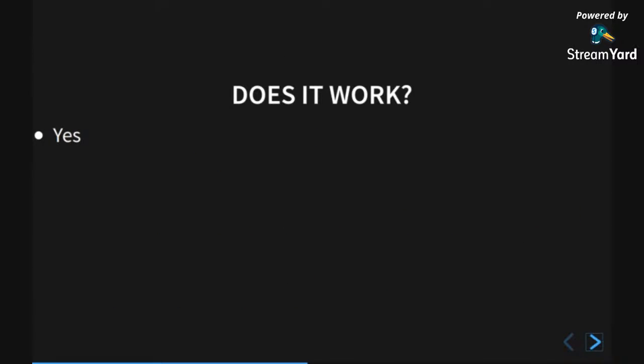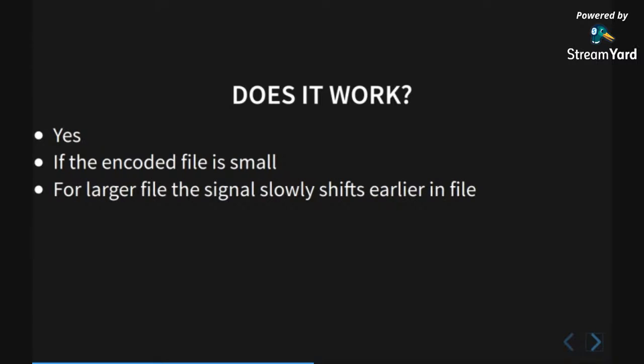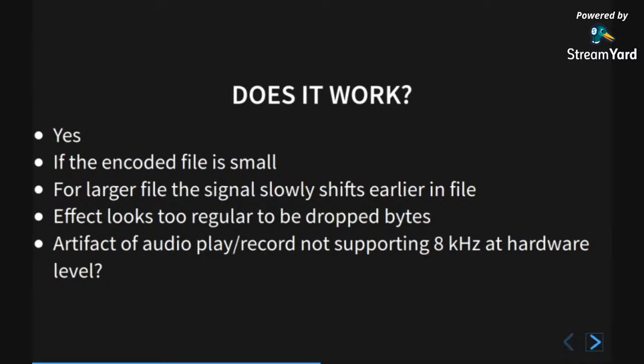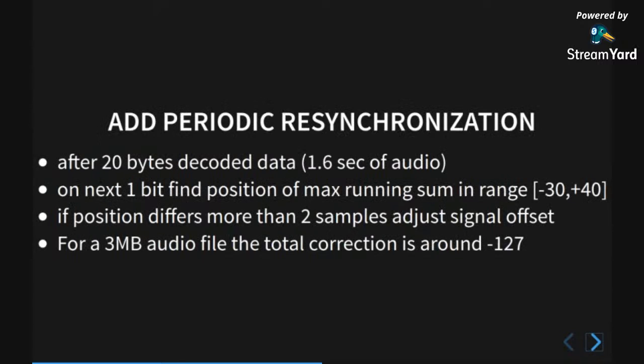And does it work? Yes, it works, if the file is small. If the file gets larger, the signal starts to shift a bit. And if I look at it in detail, I find it's not like dropped bytes. It looks like there's a regular shift. The bigger the file, the more the shift. So to compensate, I basically set a trigger, every 20 bytes of decoded data, to recheck to see if I need to tune where the starting spot is.